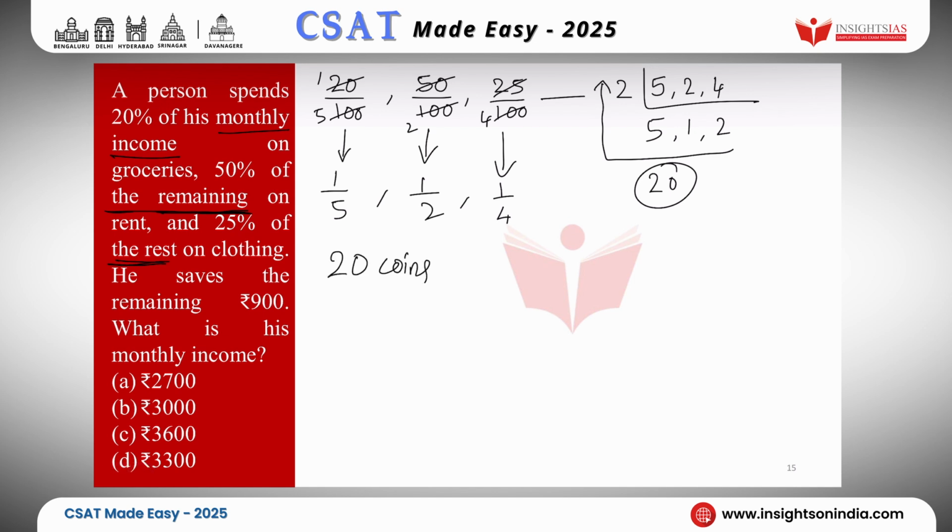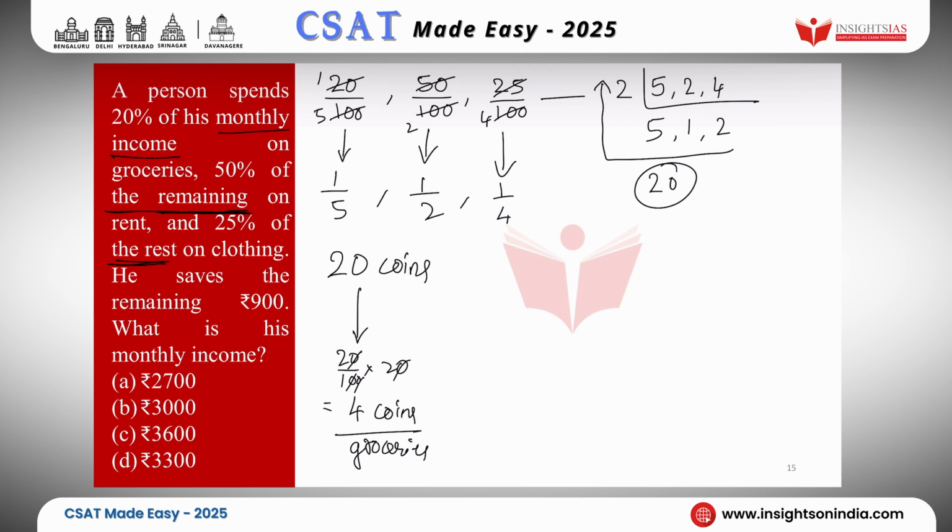Okay, now this person spends 20% of his monthly income on groceries. So he is spending 20% of these 20 coins on groceries. How much would that be? 0 cancels 0, 0 cancels 0. You are left with 4 coins. So 4 coins is spent on groceries.